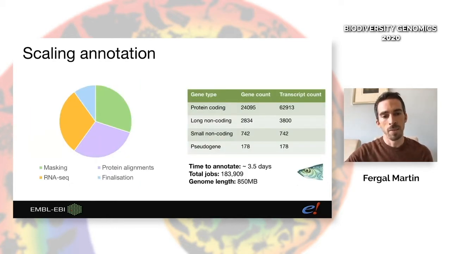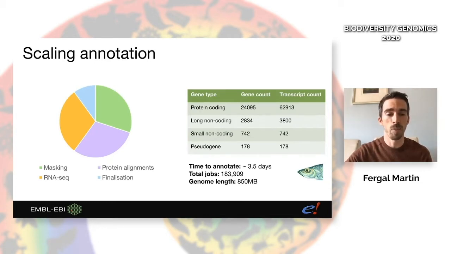And this is an idea of how long a typical annotation would take. I picked Atlantic herring because it's a sort of average genome size, and it had an average amount of RNA-seq data as well. I think it had something like 9 tissues worth of data to do the annotation from. And in this case, it took about 3.5 days to do the annotation, which is obviously a massive improvement from the 4 to 6 months.